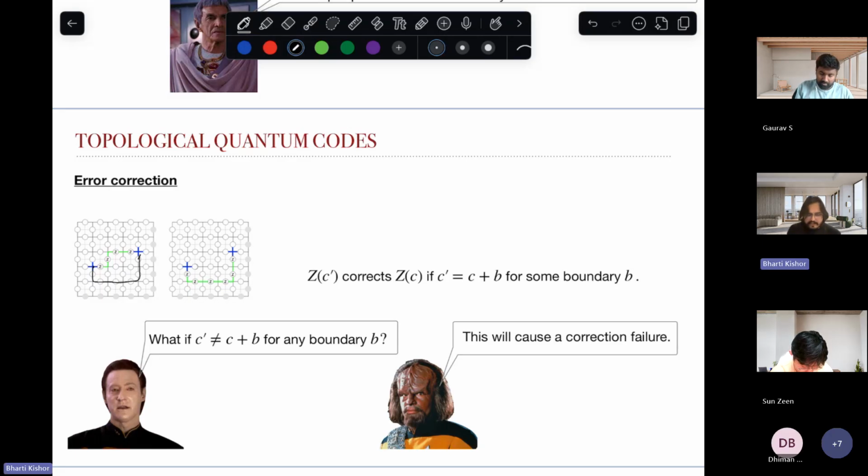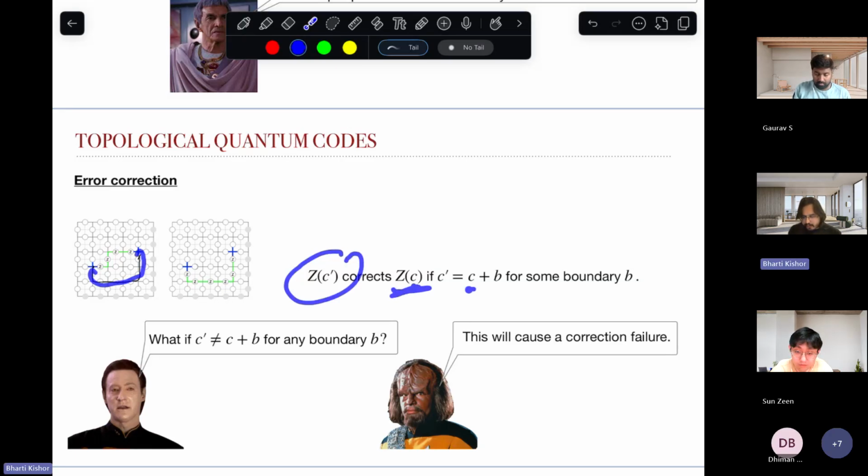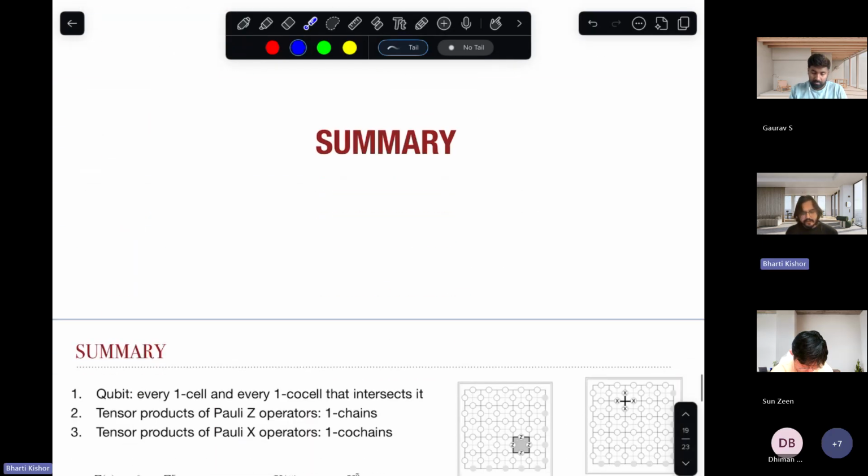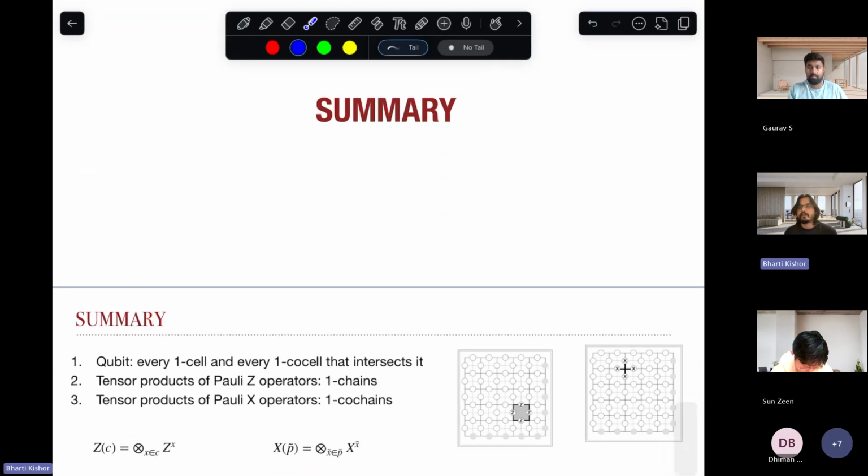So some operator ZC prime will correct some error ZC if C prime equals C plus B for some boundary B. But what if this is not the case? This will cause a correction failure. In decoders, we will see this, so overall you want it to form a boundary, which is a trivial cycle. Okay. So that's it. We finished quite early today.